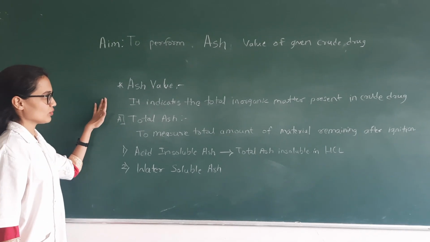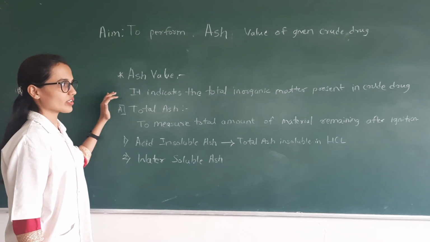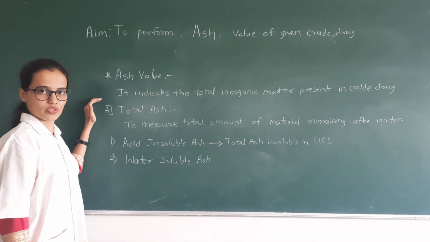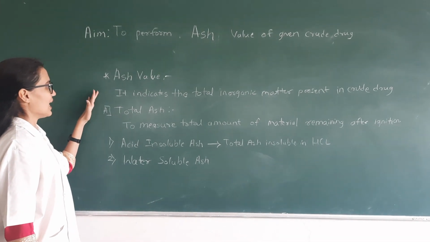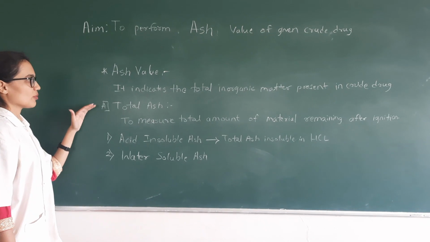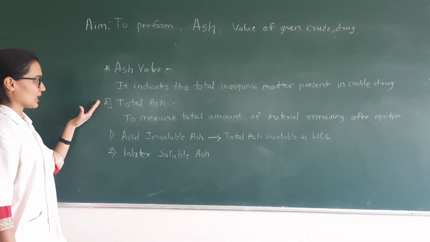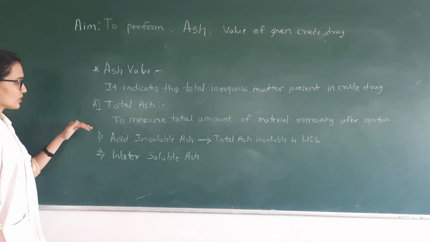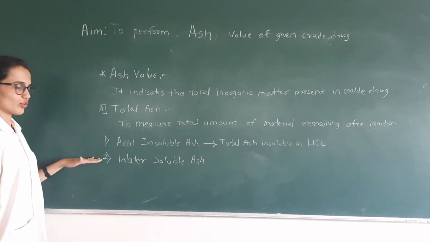So what is ash value? It indicates the total inorganic matter present in a crude drug. Mainly the ash value is performed by performing the total ash. Then total ash is divided in two parts to determine the acid insoluble ash and water soluble ash.